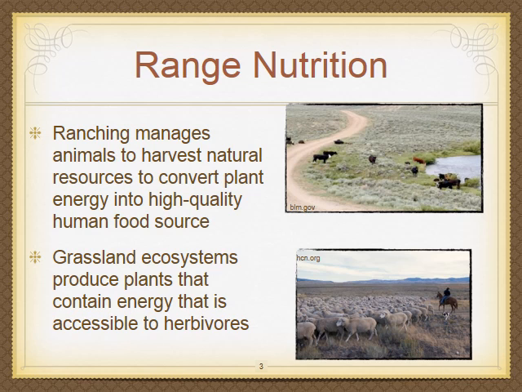Now, grassland ecosystems produce plants that contain energy, and herbivores can access that energy because they have microorganisms that produce enzymes, chemicals that can break down plant cell wall components. So they produce enzymes, which ultimately allow the animal to get energy out of plants.